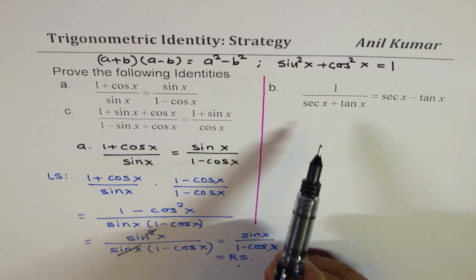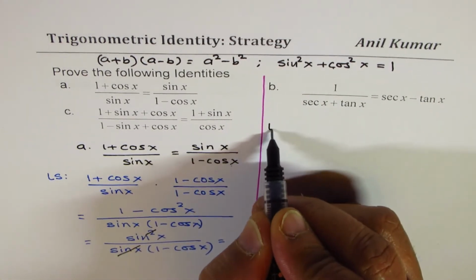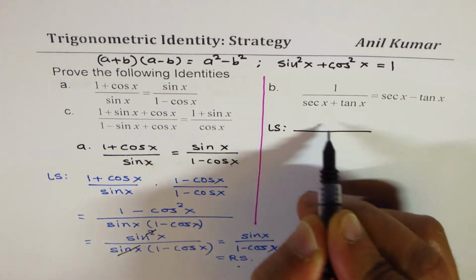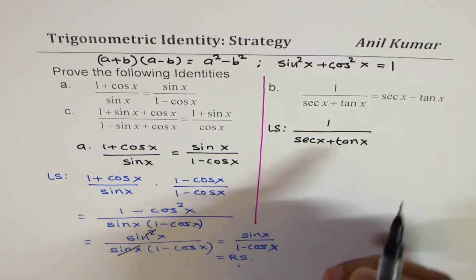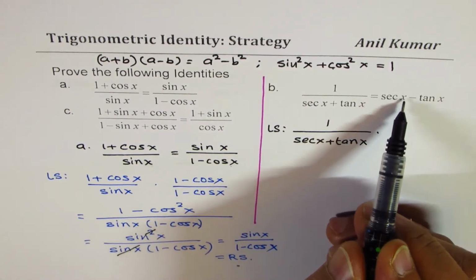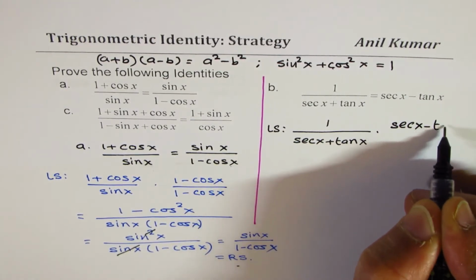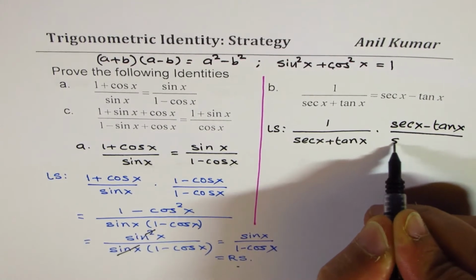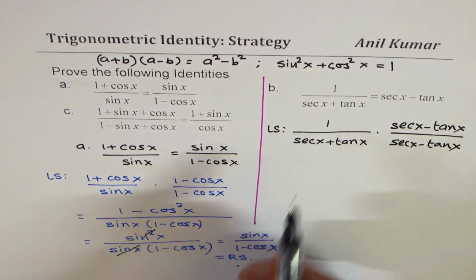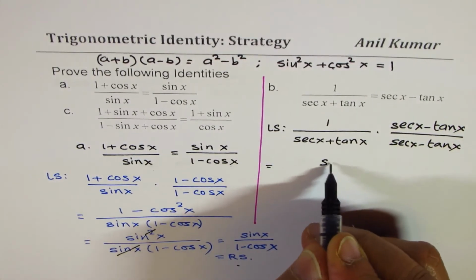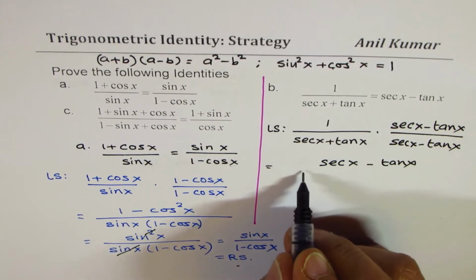Let us see how it can be applied in solving or proving part B. Now part B, the left side is what for us? The left side is given to us as 1 over (secant x + tan x). What do I need? I need secant x - tan x. So let me multiply this and divide by secant x - tan x. Do you see that? Now if I do that, in the numerator, what do I get? In the numerator, I get secant x - tan x, which is required.